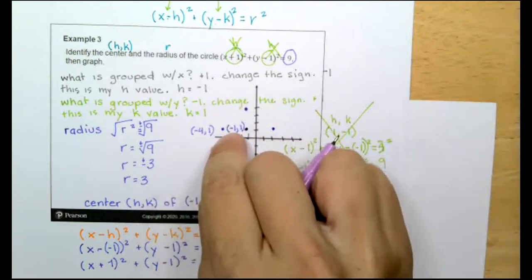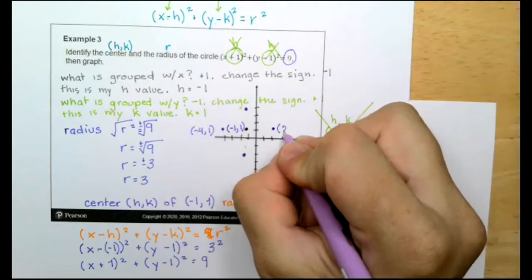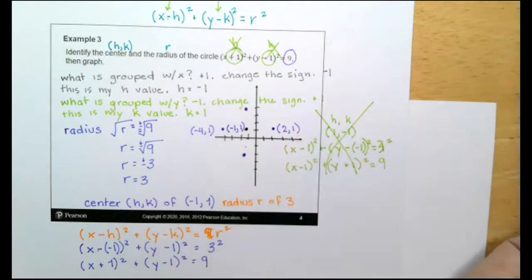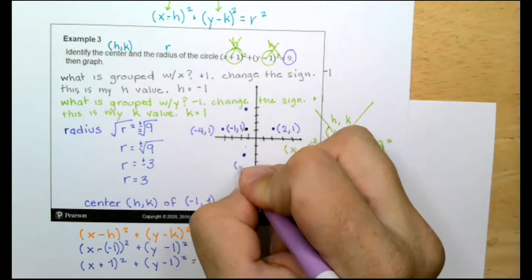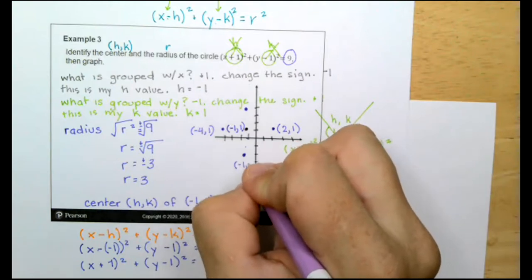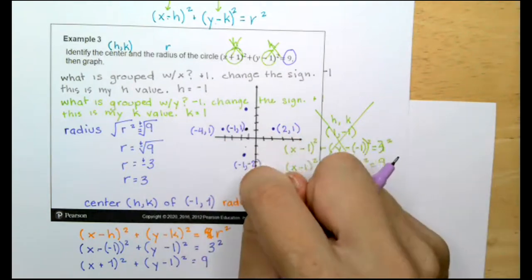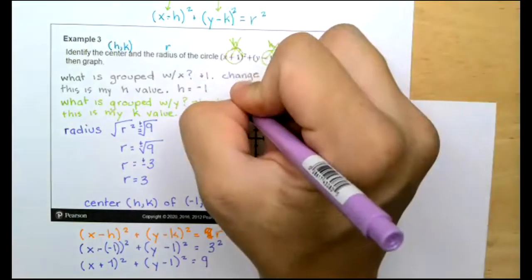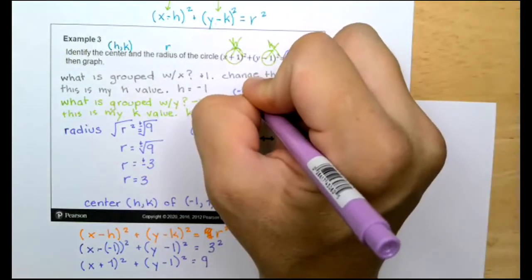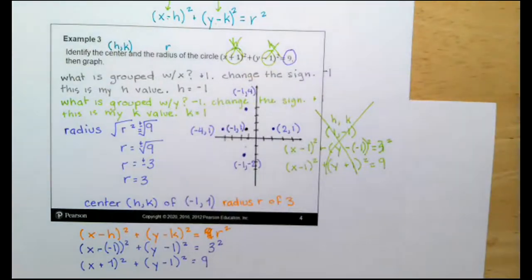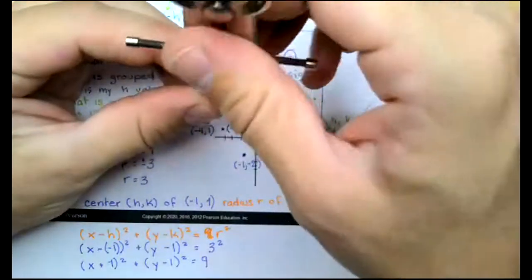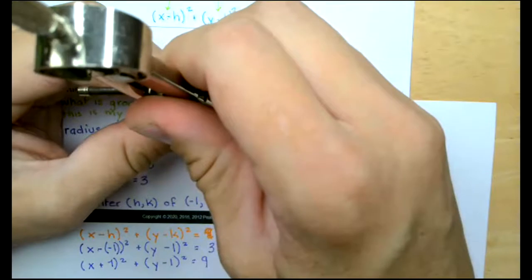I subtracted 3. This one's a +2, 1. I added 3. This one's a -1, -2. I subtracted 3. And this one's a -1, 4. I added 3. So those are the points on the perimeter of my circle. And then I'm just going to connect them.